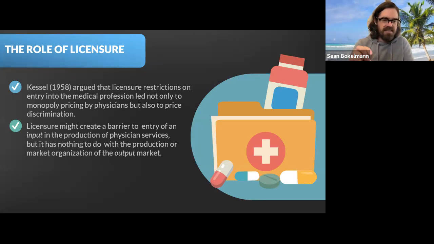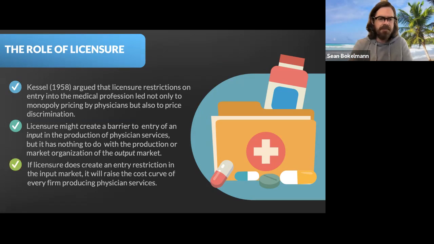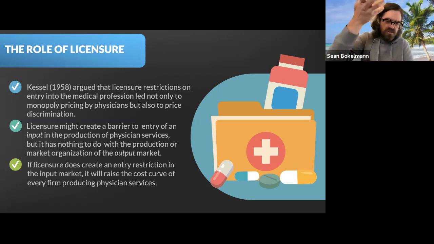It's because the licensure creates a barrier to entry of an input, but it has nothing to do with the production or market organization of the output. So it's not exactly clear how this regulation of an input leads to these results that are essentially caused by market organization, right? Or the actual production of the service or product. Really, when doctors are required to have licenses, it basically increases the cost curves, right? So all those U-shaped curves shift up, and that happens for every single physician in the market because they all have to be licensed.